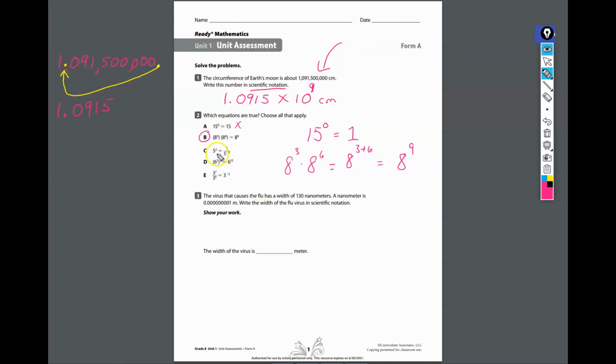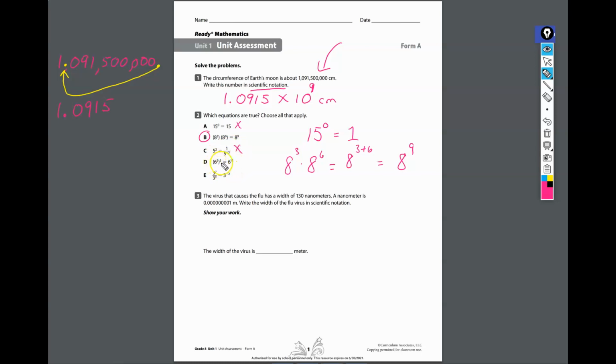Here, if you notice, I've got 5 to the 2nd power, and then I have 5 to the negative 3rd power. Well, if I move this to the bottom of the fraction, it will be negative, but it's not going to change the negative, so that one's not correct.